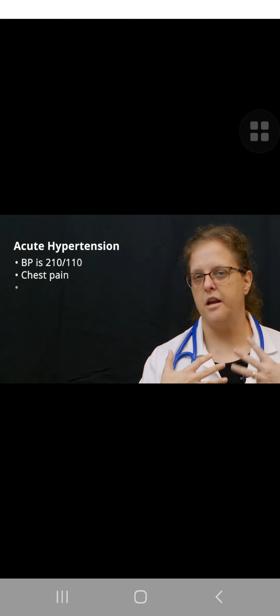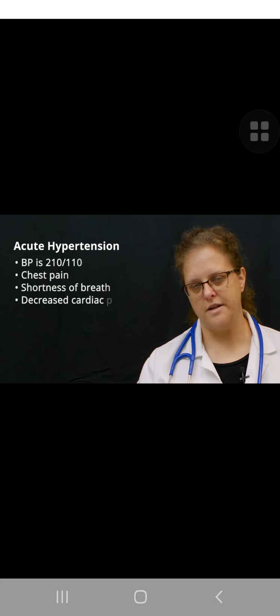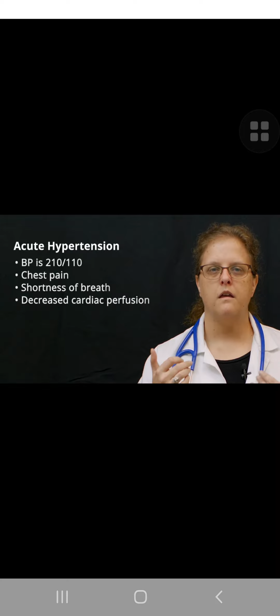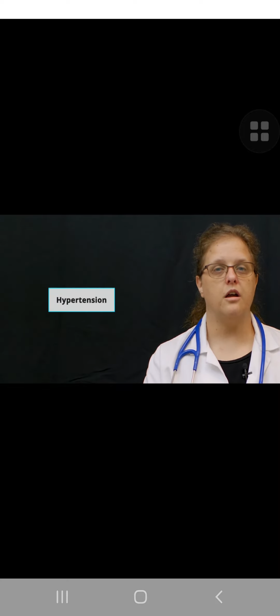Let's look at a condition that is common, simple, and often treated initially without worrying about the cause or all of the scenario: acute hypertension. So let's say this person is hospitalized, their pressure is 210/110, and they're experiencing chest pain and shortness of breath, both from decreased cardiac perfusion. Place the word hypertension in the center of your paper.